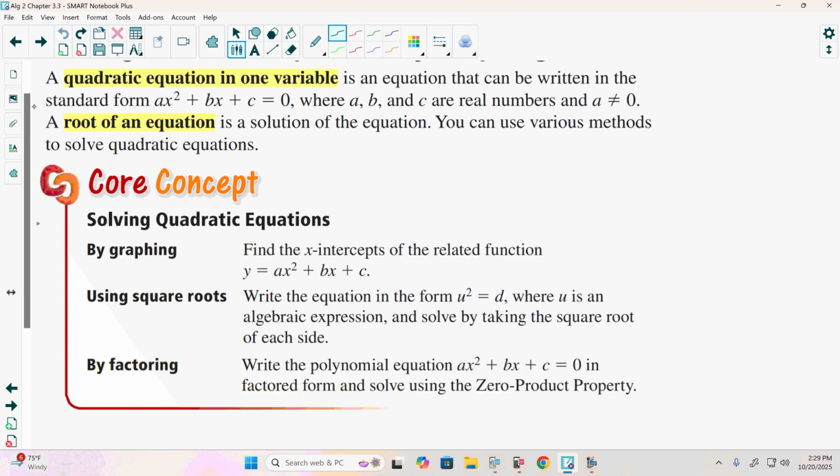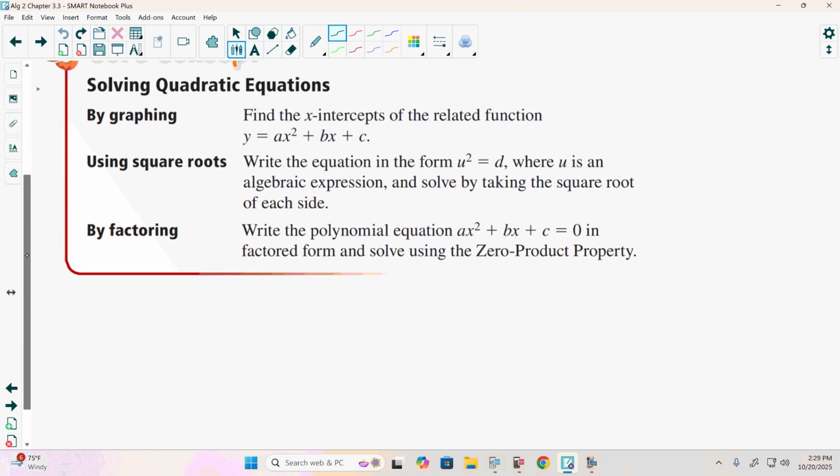So a quadratic equation in one variable in standard form is ax squared plus bx plus c, where a, b, and c are real numbers and a is different than 0. Now a root of an equation is a solution of the equation. So we can use various methods to solve it. Out of the 3 listed here, the one we've done already is solving quadratic equations by factoring. That's the one method that we've done. Now we're going to look at the other 2 today. And the first one we're going to look at is graphing, solving quadratic equations by graphing.